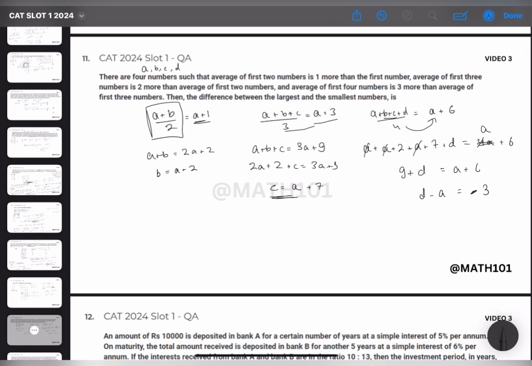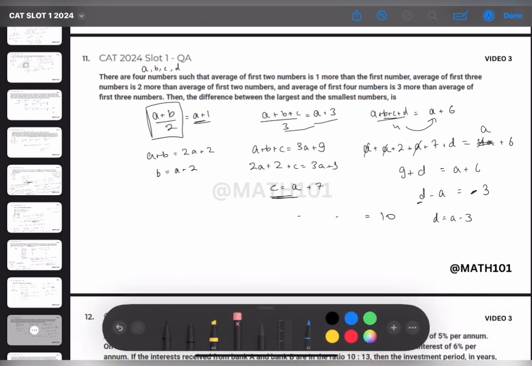So d is not the largest number. C is the largest number, and the smallest number is d. D equals a minus 3. C is the largest number. So C minus D is a plus 7 minus a minus 3, which equals 10. So the answer is... not 10 apparently. We made some mistake. So we made a mistake here.